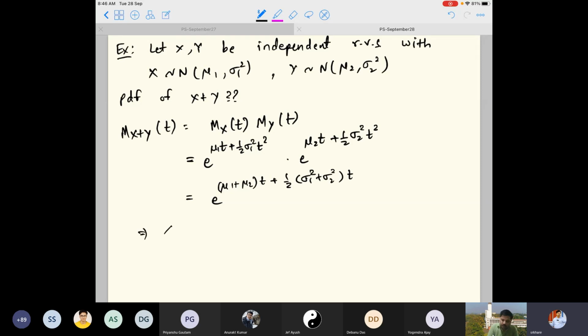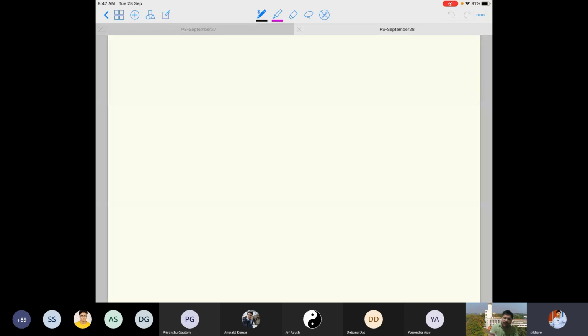And what does that mean? You can say that X plus Y also follows a normal density with mu1 plus mu2 as its first parameter, which is the mean, and sigma1 square plus sigma2 square as the second parameter, which is the variance. So X plus Y follows this, right? This is something that is really very interesting. These are very, very interesting results. Moment generating functions actually help us do this thing.